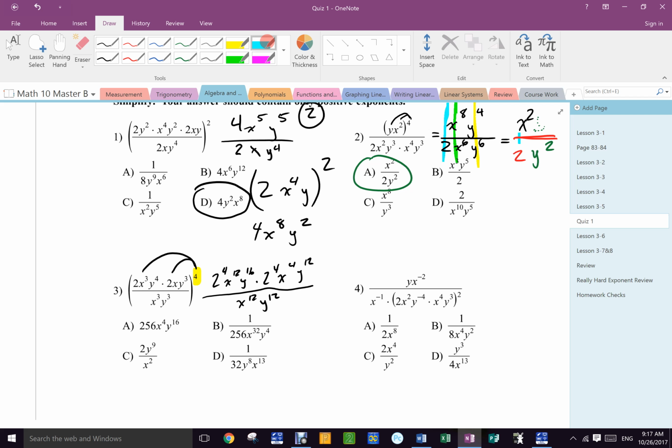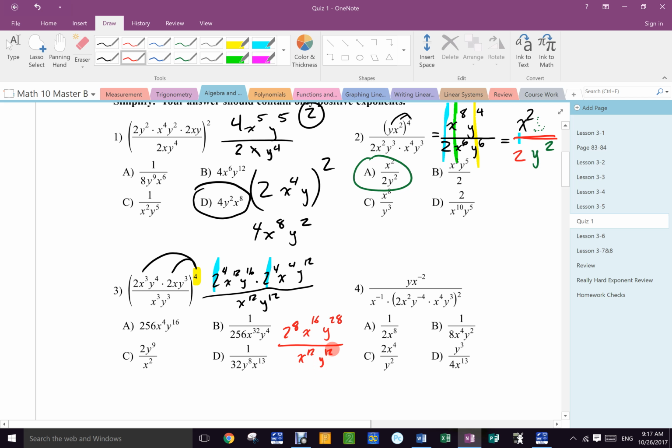Top? Okay, so what happens with those 2's? Are they both the same base now? So do I actually multiply 2 times 2? I add their exponents to get 2 to the 8th, yes? Okay. And what do I do with x12 and x4? Add them to get 16. And what do I do with 16 and 12? To get 28. On the bottom, x12, y12.